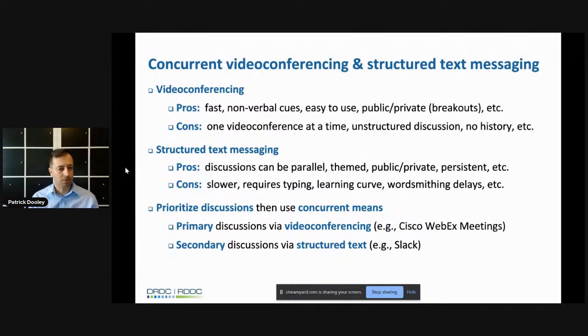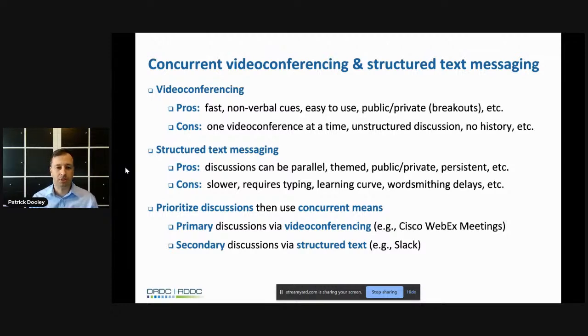So we all know the benefits of video conferencing. It's verbal, so it's fast. We have video, so we have nonverbal cues. And the platforms tend to be easy to use. We can have public video conferences, break out into private discussions, and so forth. The drawbacks are that generally one can only be in one video conference at a time, and that in our video conferences, the discussion is unstructured. There's no history to the discussions to refer to, and so on.